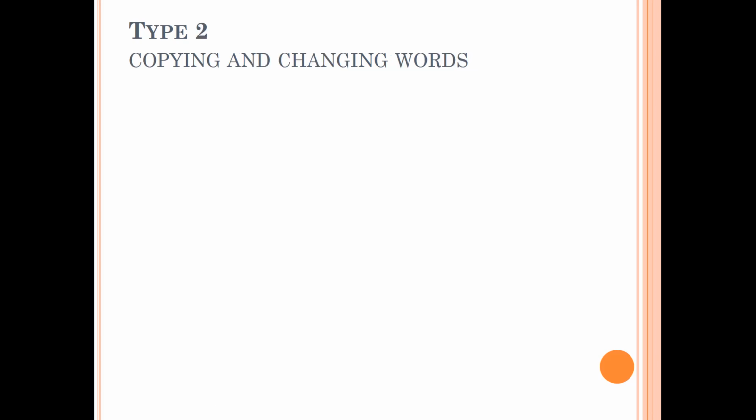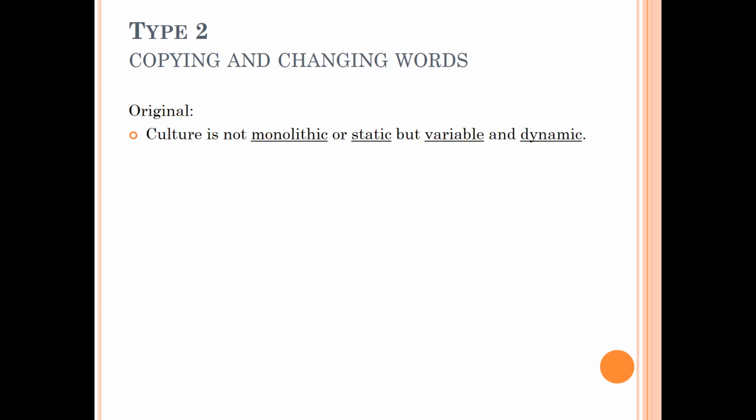Okay, let's move on to type 2, copying and changing words. So here's the original sentence. Culture is not monolithic or static, but variable and dynamic. Just as a side note, I would caution against trying to paraphrase a single sentence.